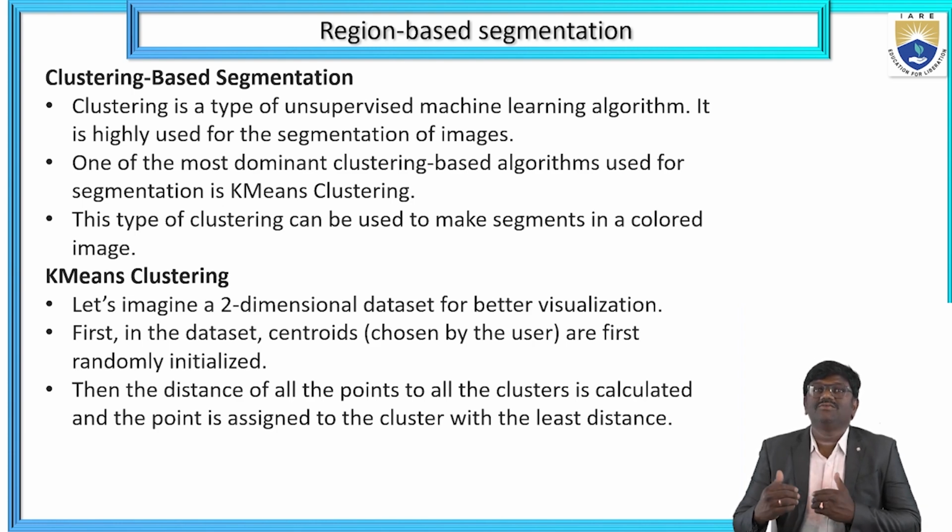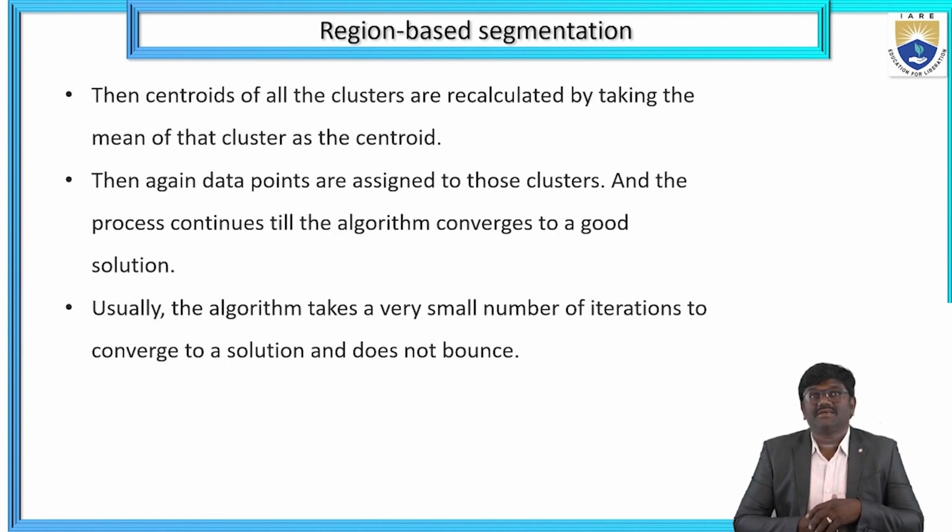Let's take k-means clustering as a simple process. Imagine a two-dimensional data set for better visualization. First, in that data set, centroids, chosen by the user, are randomly initiated. Then the distance of all the points to all the clusters is calculated, and each point is assigned to the cluster with the least distance. Then the centroids of all the clusters are recalculated by taking the mean of that cluster as the centroid. Again the data points are assigned to those clusters, and the process continues until the algorithm converges to a good solution. Usually the algorithm takes a very small number of iterations to converge to a solution.